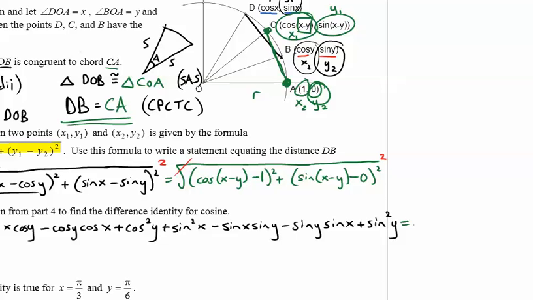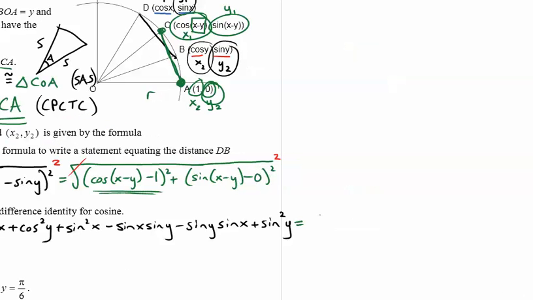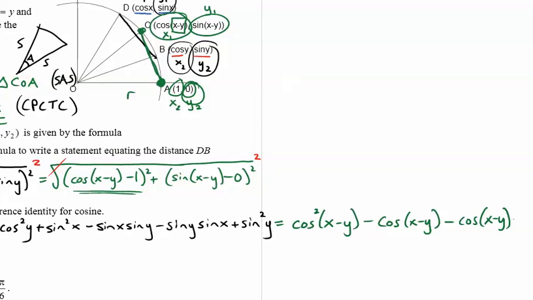So I canceled off the square root. Now I'm going to expand this bracket. Again, FOILing it out: first, outside, inside, last. So the first ones are cos(x−y) times cos(x−y), which is cos squared. Then I'll do the outsides, cos(x−y) times negative 1. Insides is negative 1 times cos(x−y). And last, negative 1 times negative 1 is positive 1.